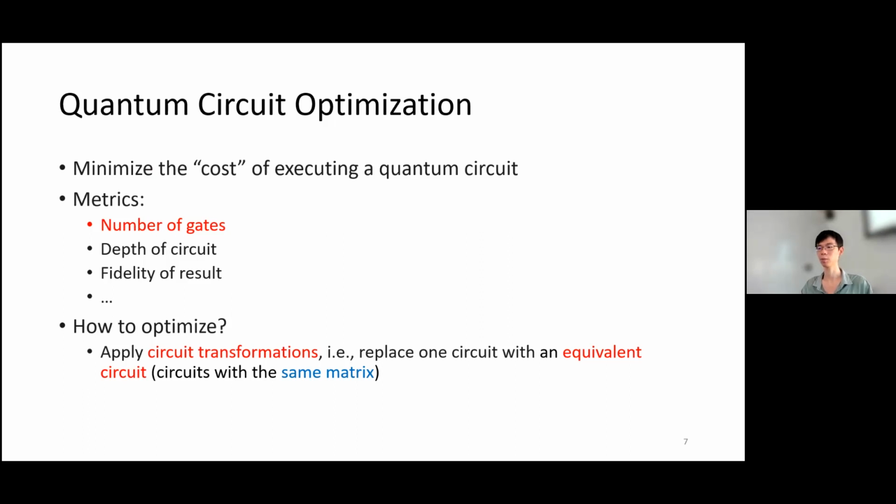And to optimize, we apply circuit transformations. That is, replace one circuit with an equivalent circuit, that is, a circuit with the same matrix. Because the computation is decided by the unitary matrix, if two circuits have the same matrix, they are exactly the same.